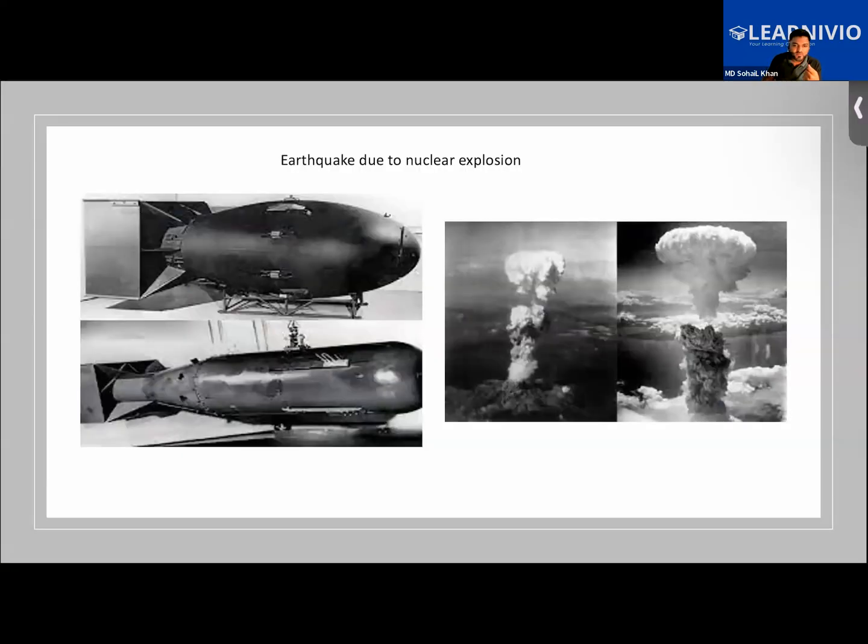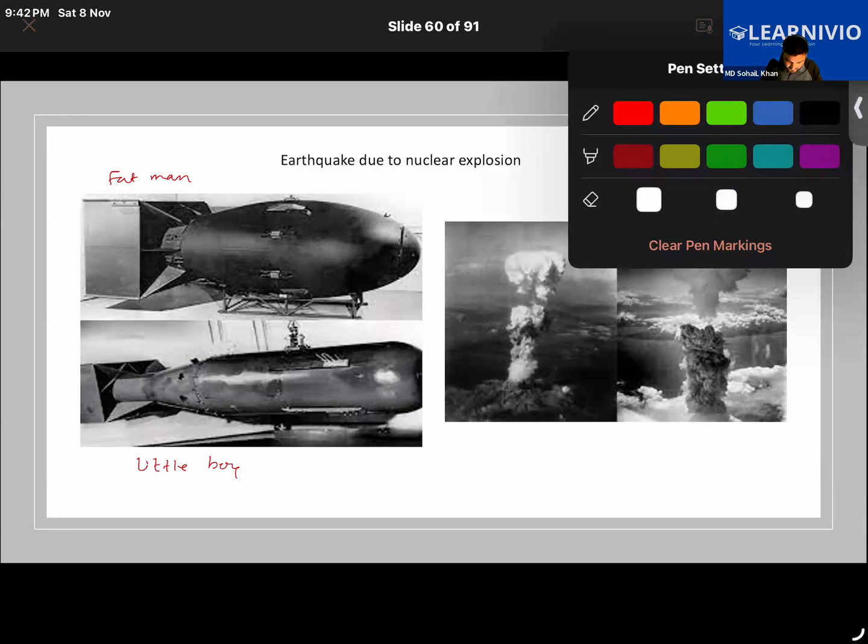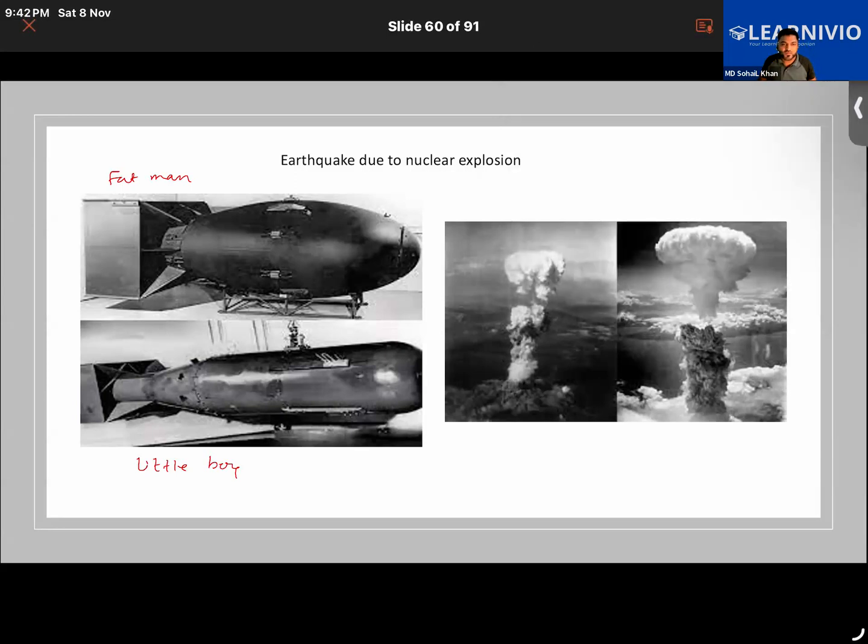I think you will be able to recognize these images. Any idea what they are? Particularly the first one. Nuclear bombs. These were the first two nuclear weapons. The first one was Fat Man, the second one was Little Boy. Look how cute the names are, but how devastating these things are. These nuclear weapons also cause earthquakes.